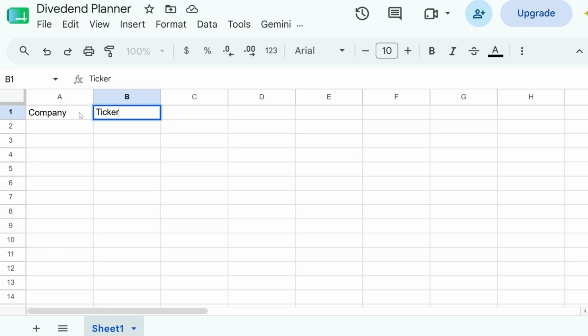There are two key factors you need when figuring out what the dividend payment will be. You need the stock price, which is going to be in column C, and you need the dividend annual yield, which is going to be in column D. The dividend annual yield you can find online, but the stock price we're going to find using Google's feature, Google Finance.